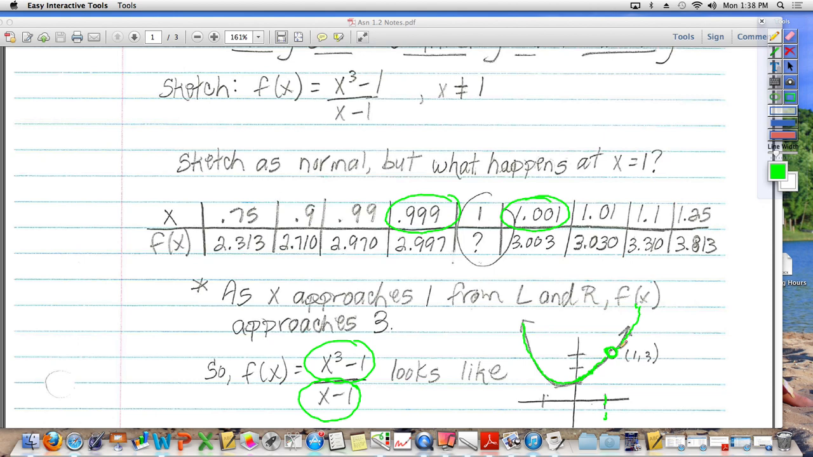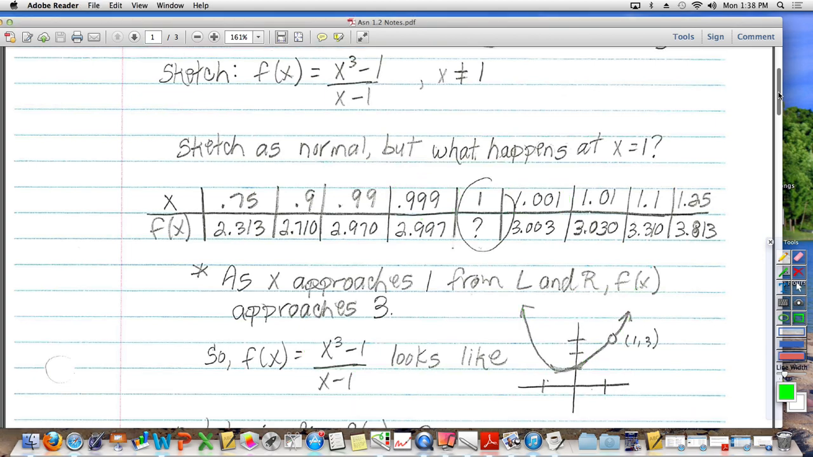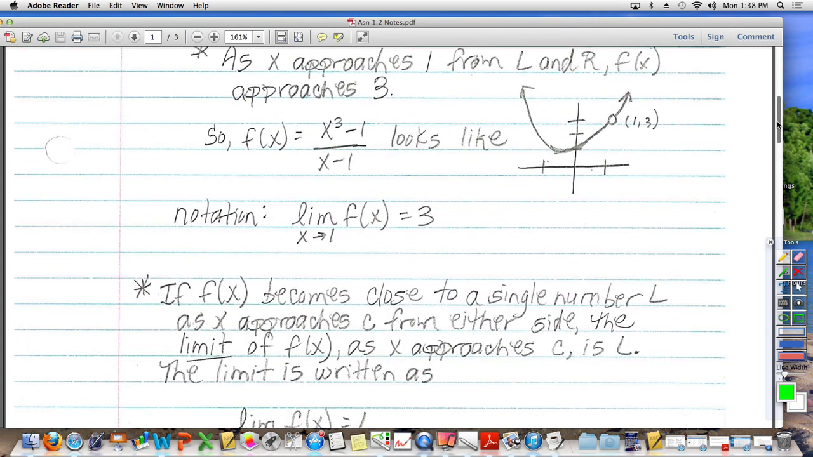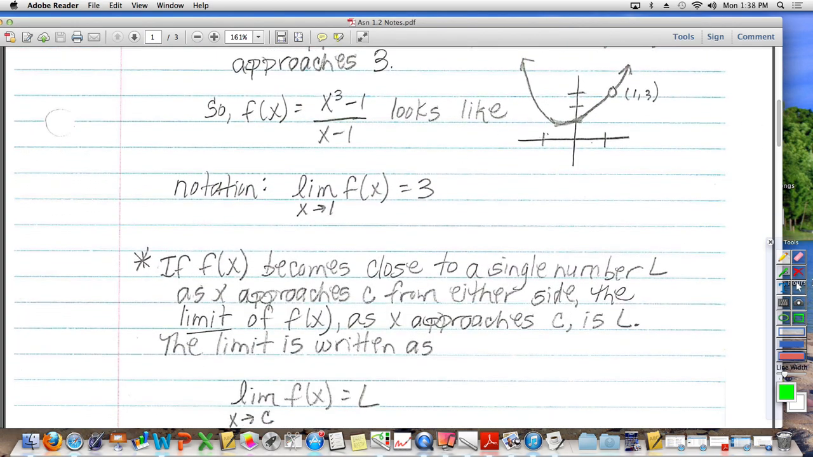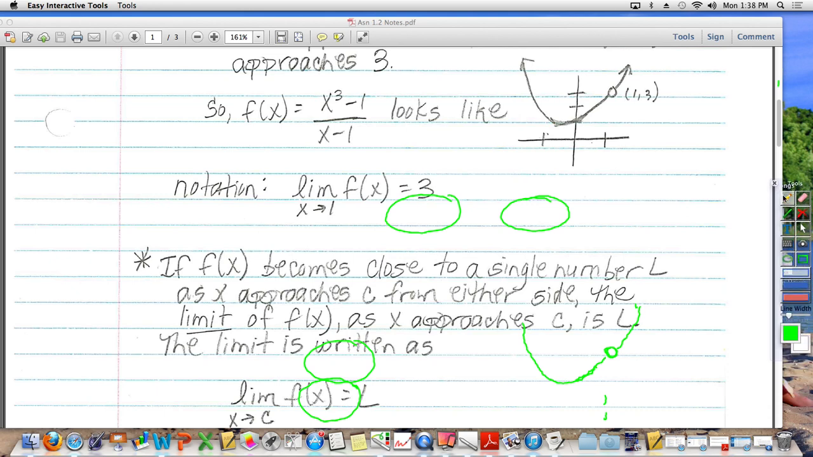So that brings me to my next point. We're going to start talking about limits. What happens as you get closer and closer to that value?